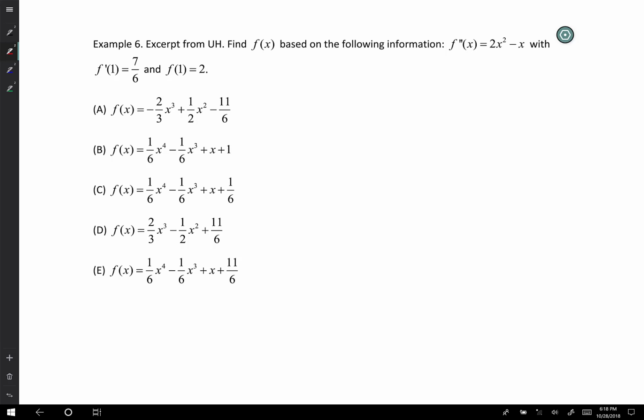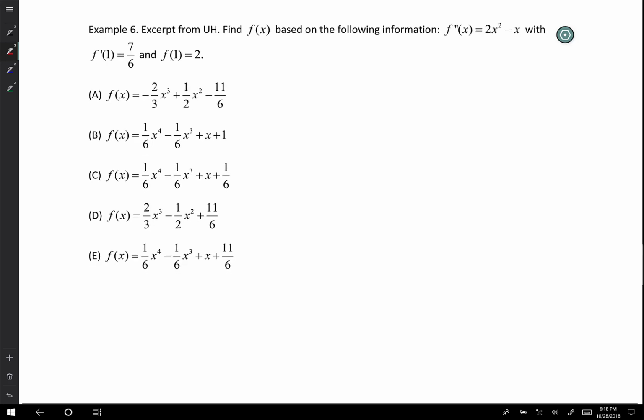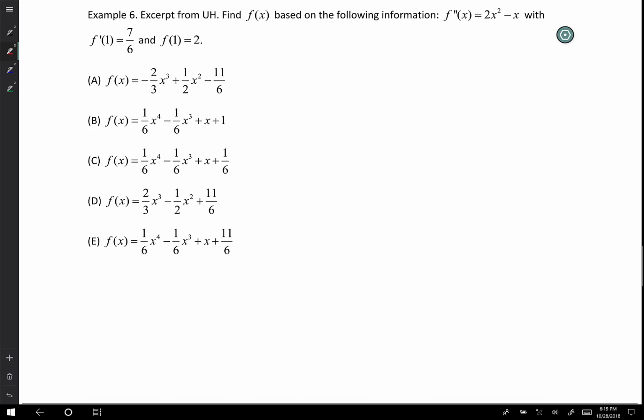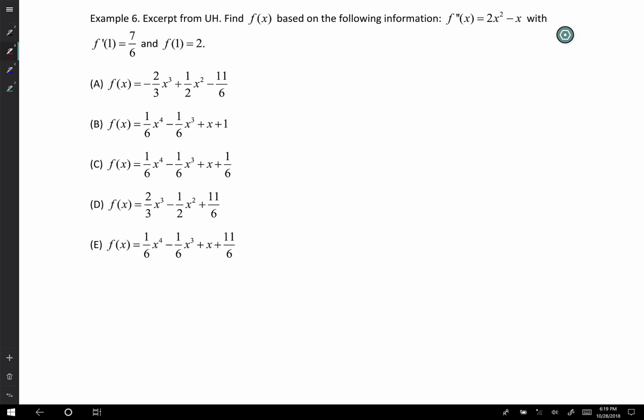And that's because it's really simple. It's only 10 questions. It's pretty straightforward. And this one right here that you're looking at is probably the hardest one in there. So let's go ahead and take care of this one. Find f of x based on the following information. They give you the second derivative, and they give you these expressions. So let's go to the first derivative.